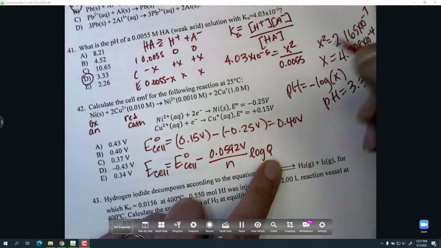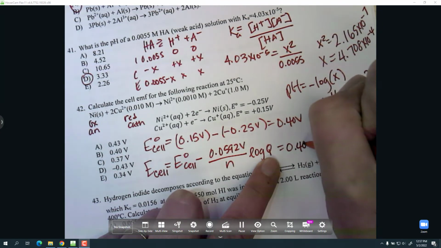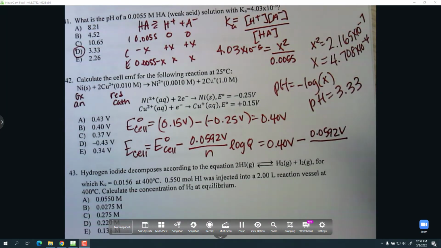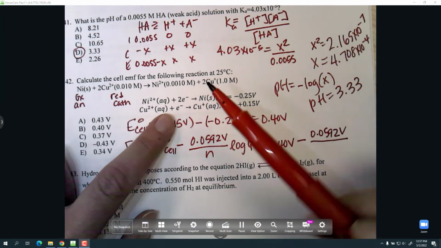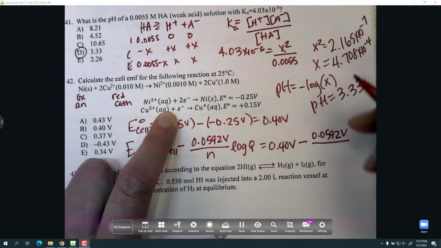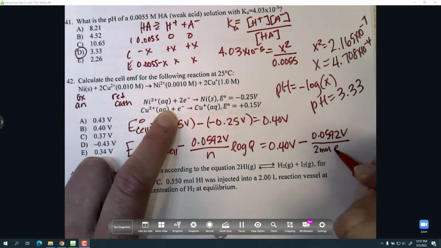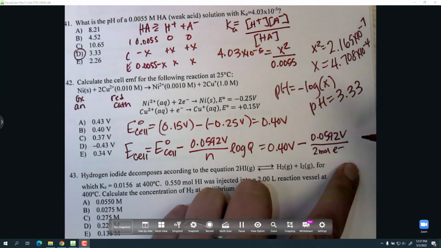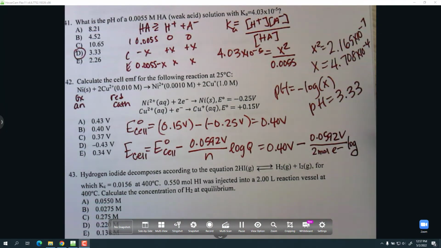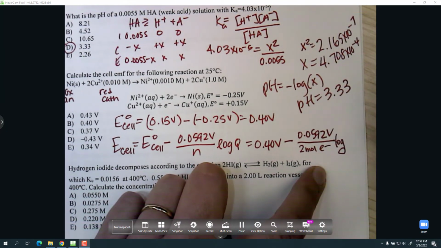All right, so this E cell standard is 0.40 volts minus 0.0592 volts over n. n is the number of electrons that would cancel. In order to make these cancel, I would have to multiply this one through by 2, and then the 2 would cancel, so that's what I put there. And then log of Q. Q is products on top, reactants on the bottom, raised to stoichiometric coefficients.